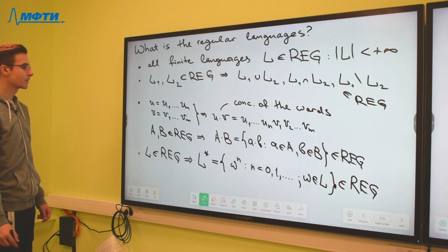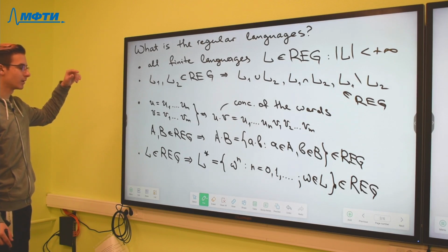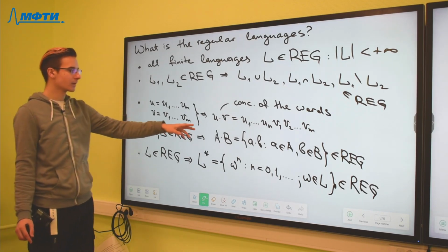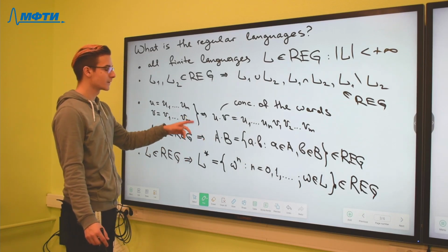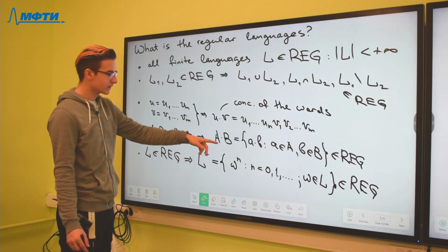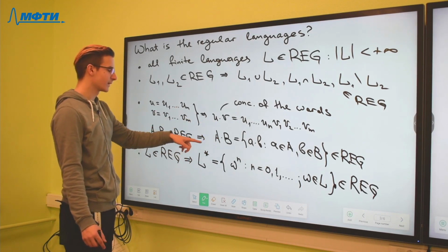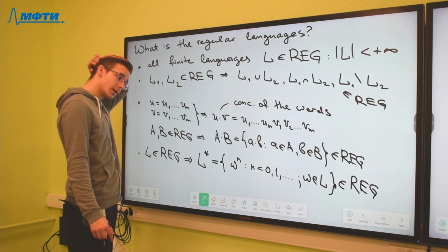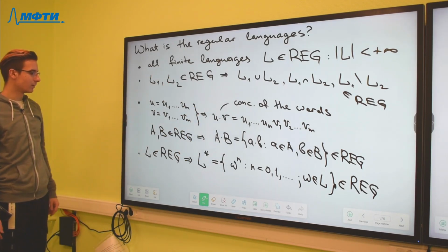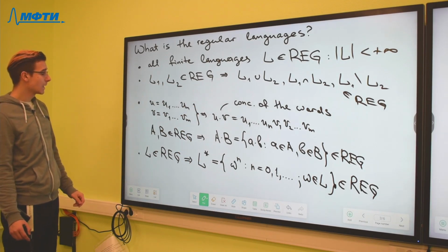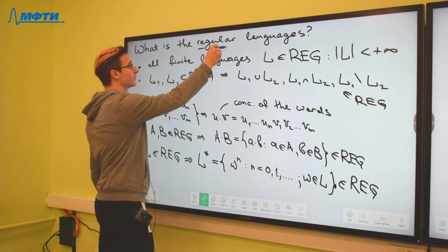So by induction we say that all of the languages that we can construct as a concatenation of the finite languages, or concatenation of the languages that we can construct by the Kleene star, etc. By induction we say that all of the languages that we can make are regular languages.